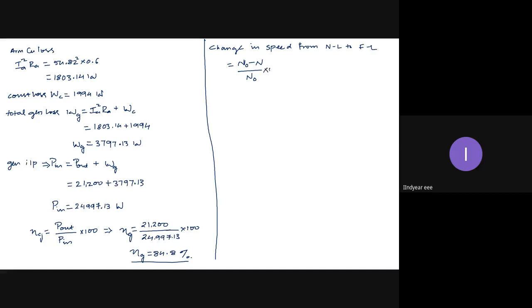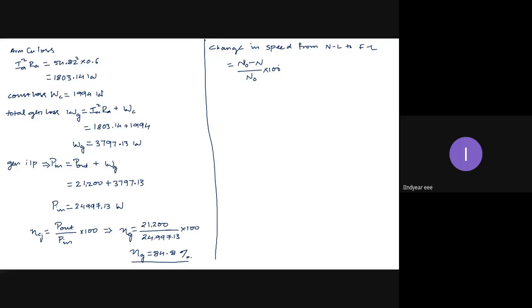But here we cannot calculate n naught and n because the data we have is insufficient. If at least we would have the value of n naught, if we would know the motor speed at no load, we could have calculated n. But here we don't have sufficient data. Suppose if we had sufficient data, then we were supposed to calculate the speed values at both the conditions.